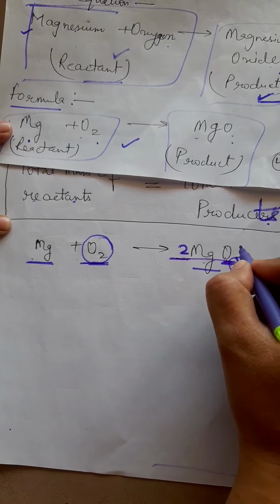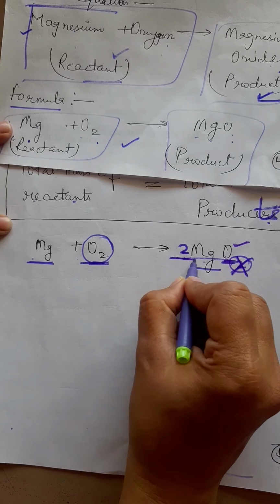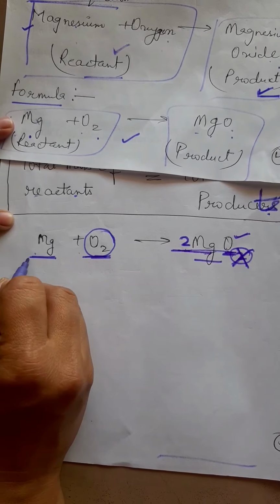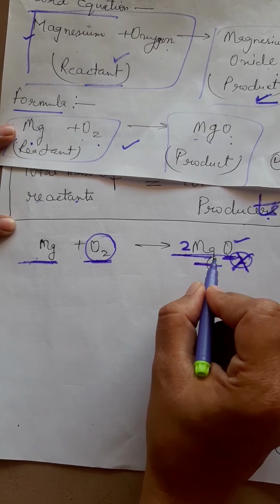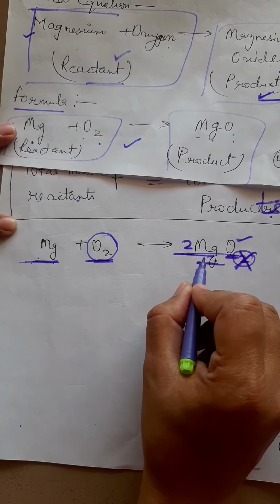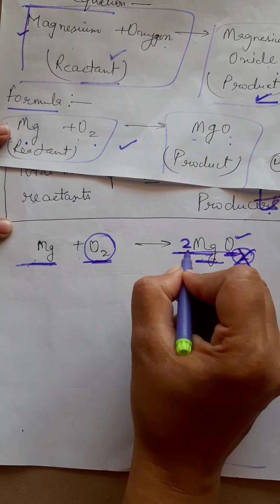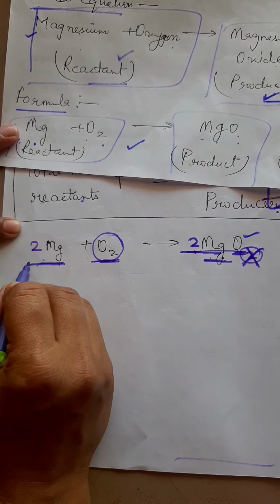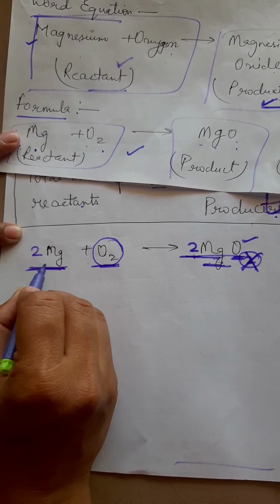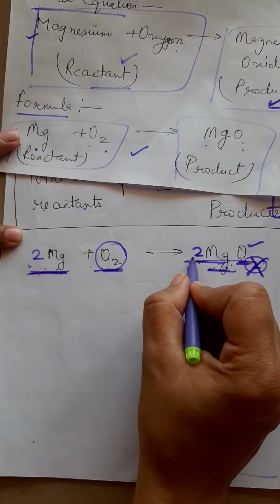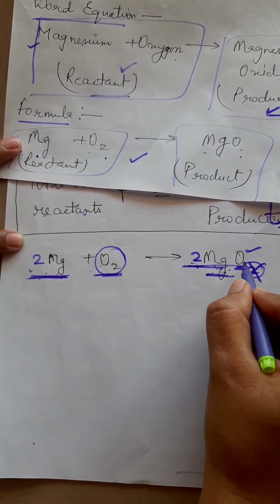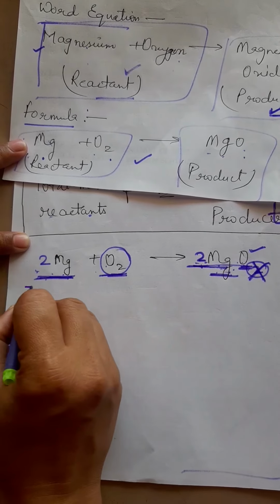Now oxygen is balanced, but what about magnesium? Magnesium is not balanced, because we have 1 atom of magnesium on the left and 2 atoms of magnesium on the right. So likewise, we write 2 in front of Mg to balance the atoms of magnesium also. Now you can see 2 Mg, O2 and 2 MgO. Now this is balanced.